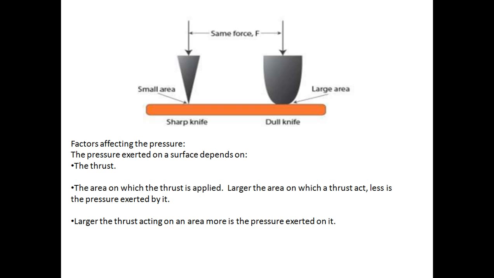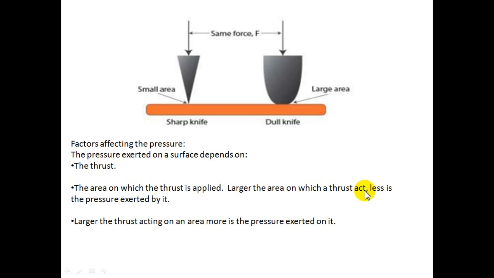You can see here two examples already shown: one is a blunt knife, that is a dull, broad knife, and one is a sharp knife. The blunt knife is covering more area on the surface than the sharp knife. So in the sharp knife's case, the area will be decreased, so the pressure will be increased. Factors affecting the pressure exerted by a force depend on the thrust and the area on which the thrust is applied.